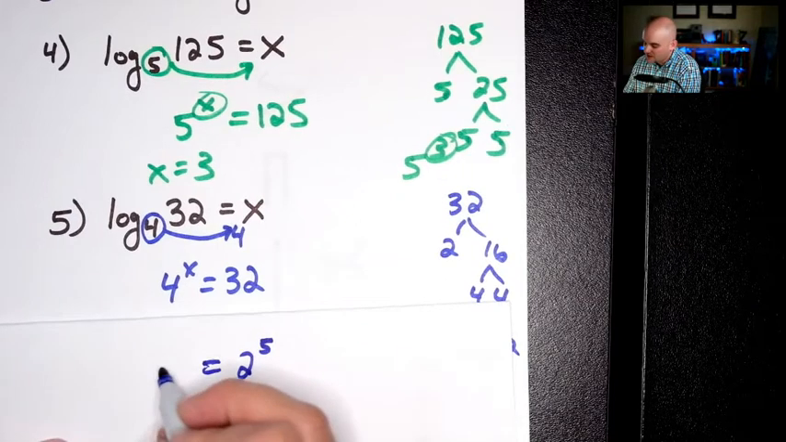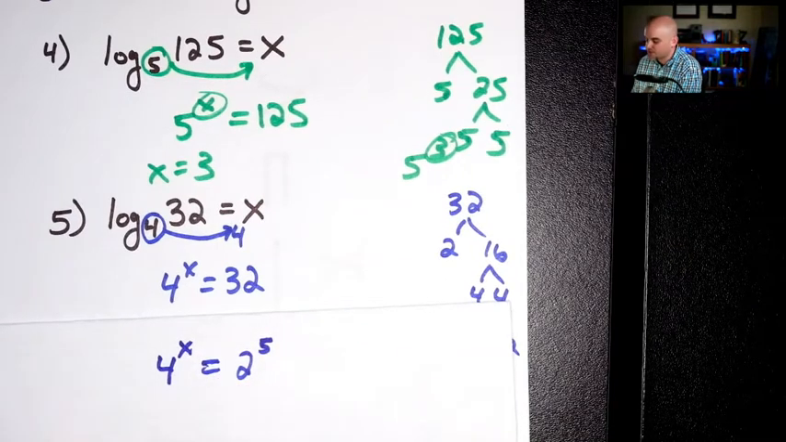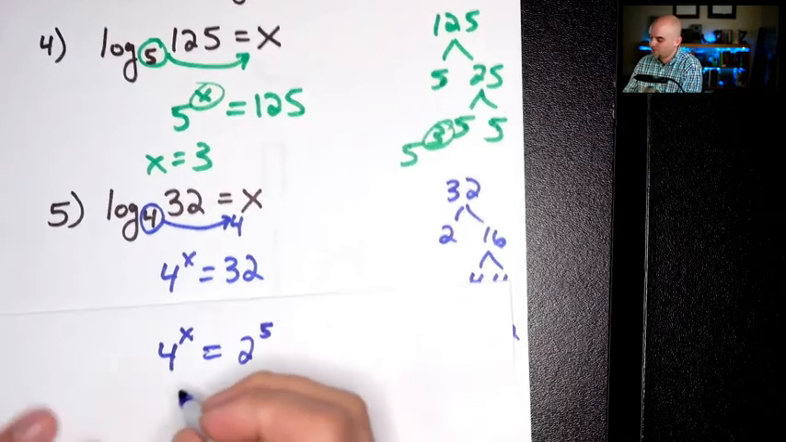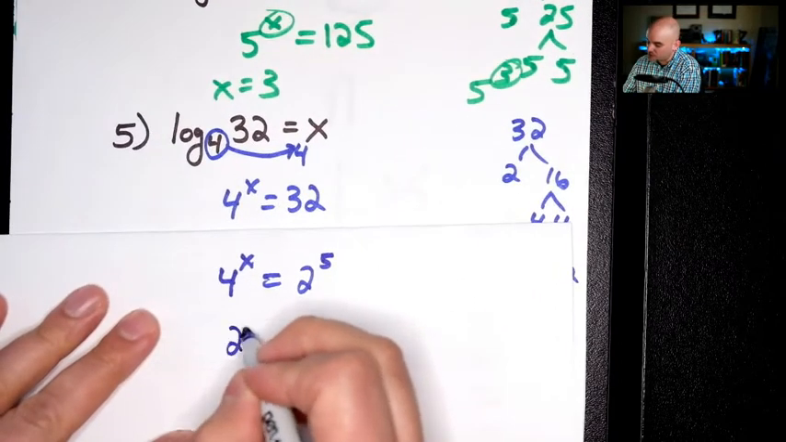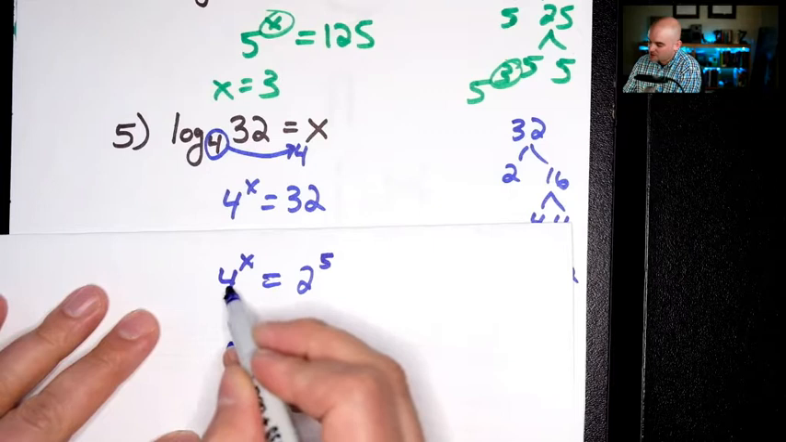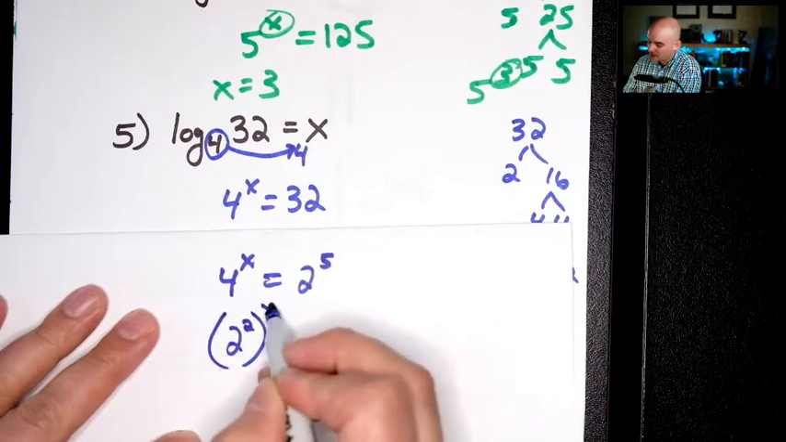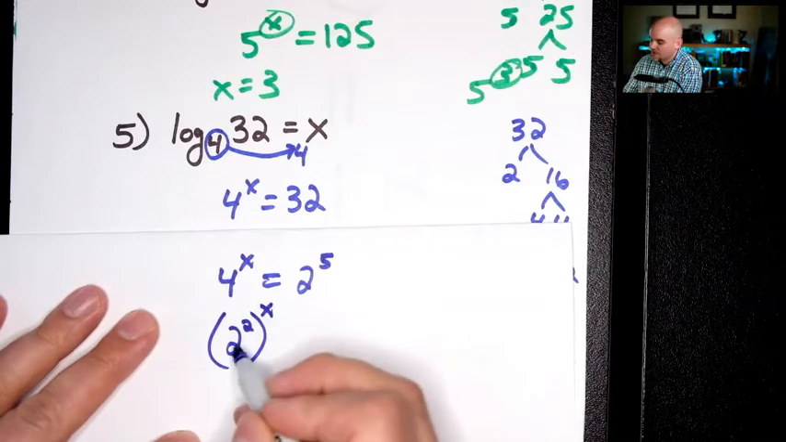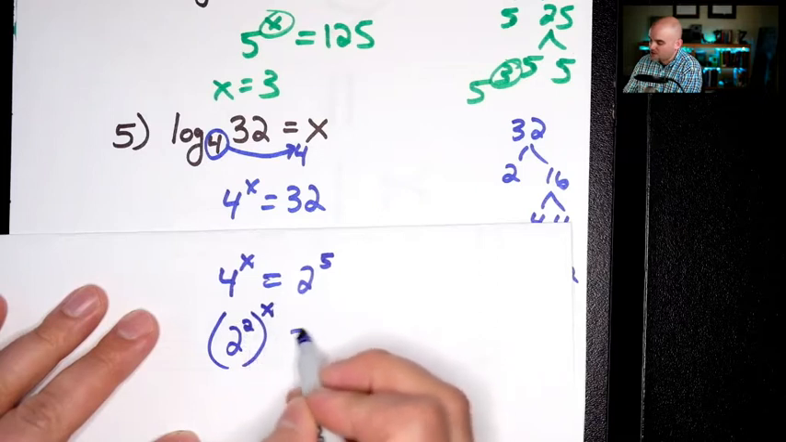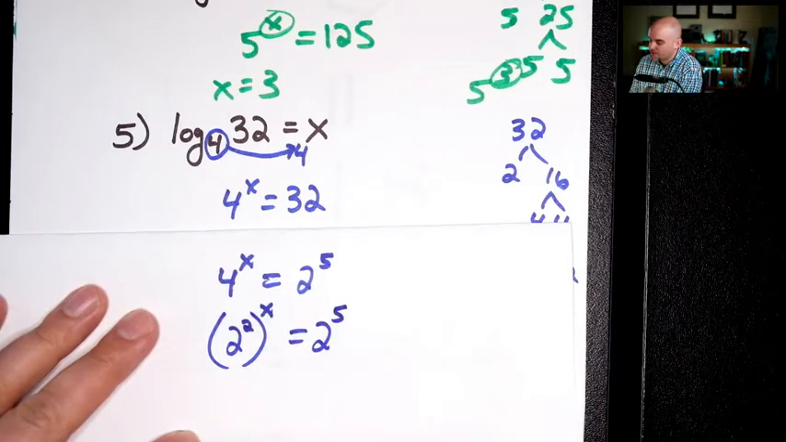And I've got that is equal to 4 to the x. Well, let's rewrite 4 as 2 raised to something. 4 is the same thing as 2 squared. So 2 squared equals 4, and I'm raising all of that to the x power. So 2 squared raised to the x equals 2 to the 5th.